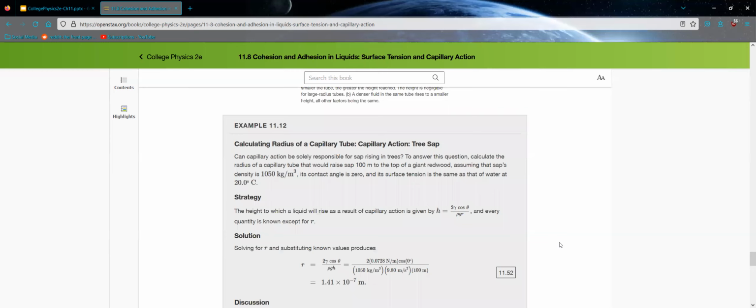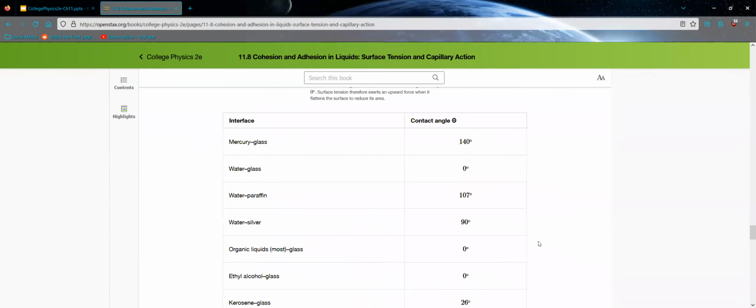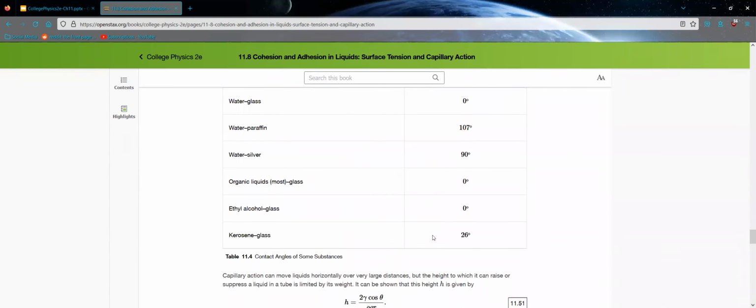Calculate the radius of a capillary tube that would raise sap 100 meters to the top of a giant redwood, assuming the sap's density is 1050 kilograms per cubic meter. Contact angle is 0, and the surface tension is the same as water at 20 degrees Celsius, which is given from the chart up here. Here's your surface tension, contact angle conversions.